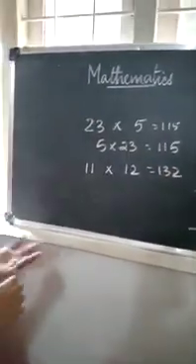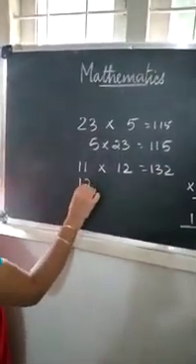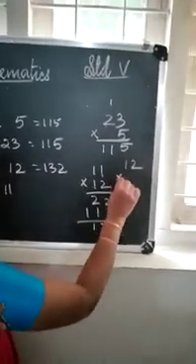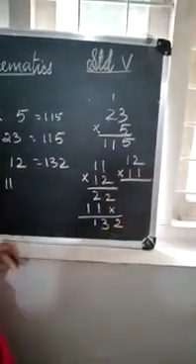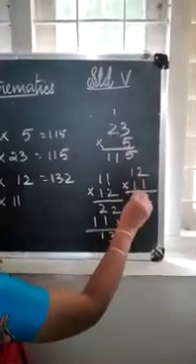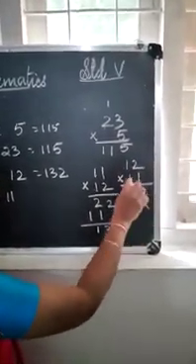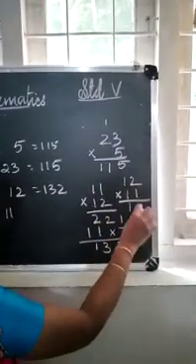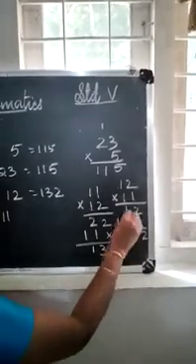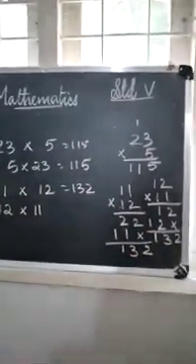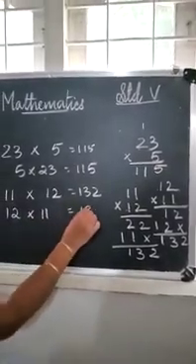Now let's change the order and multiply. See, 12 into 11. Let's multiply 12 first, then into 11. What is the answer? Let us see. 1 into 2 is 2. 1 1 is 1. Then 1 into 2, 2. 1 into 1, 1. So when we add, 2 plus 1, 3 and 1, we get 132. See, the product remains the same.